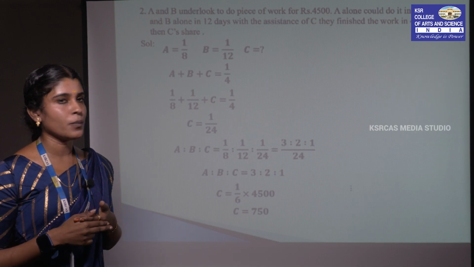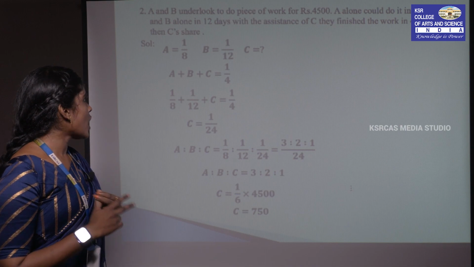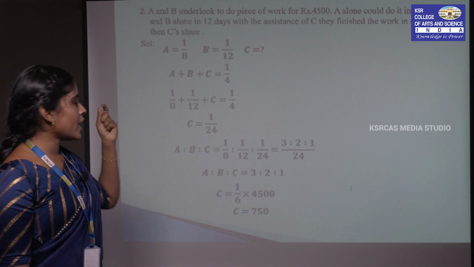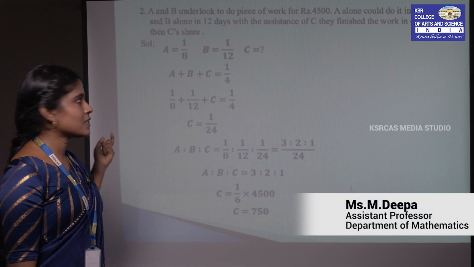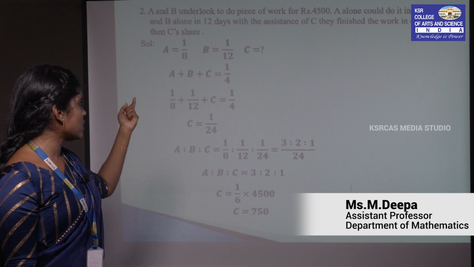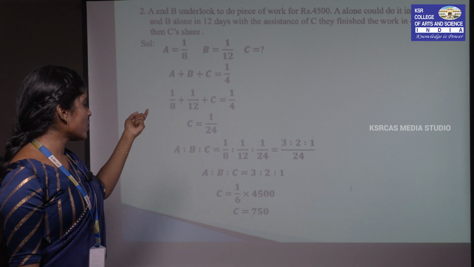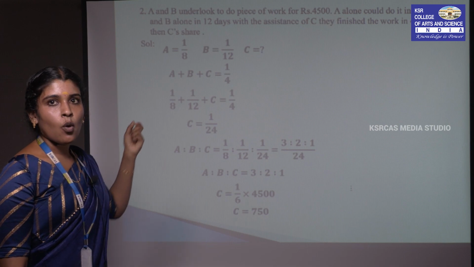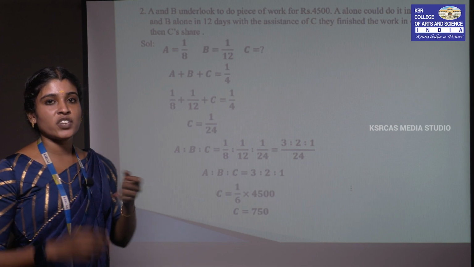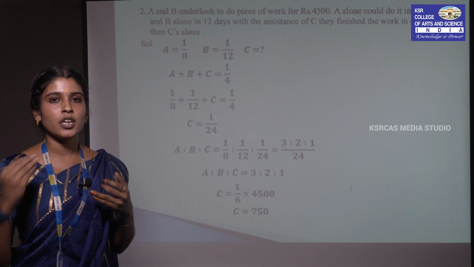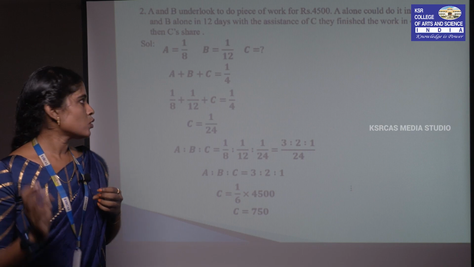Convert to the 1 day work form: 1 divided by 4. We already know A's and B's 1 day work. So we replace in the equation A plus B plus C equal to 1 by 4. Simplifying, we get the answer C equal to 1 divided by 24. So our first point is over. Second point, we need to find the ratio. So how do we find it?